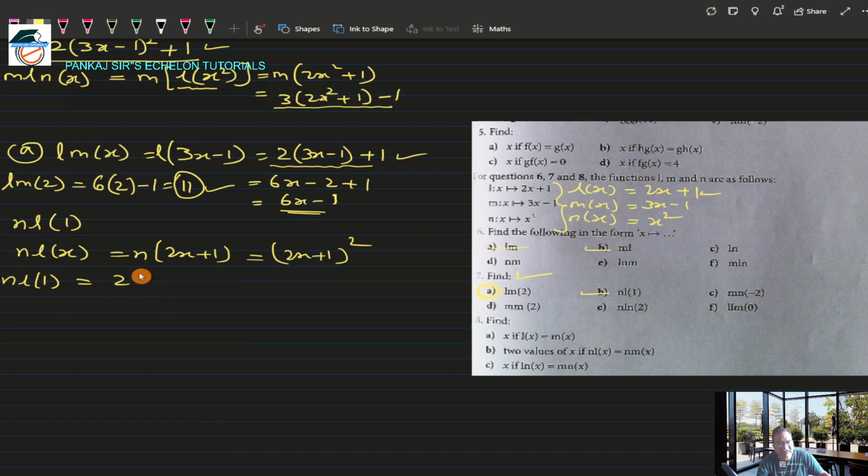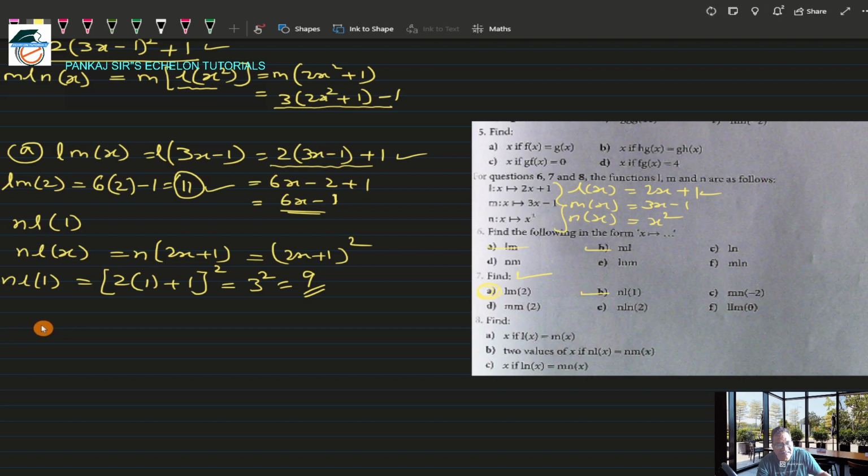It will be 2 into, in place of x I'm going to put 1, plus 1, the whole square. If I work this out, 2 ones are 2, 2 plus 1 is 3, it will become 3 square. The answer is 9. Okay, so B ka answer is 9.